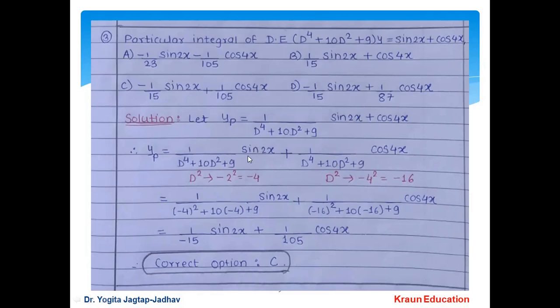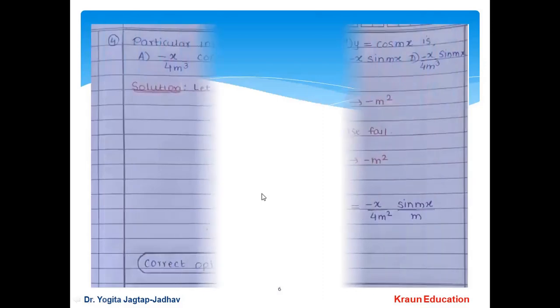Here again, for sine ax plus b or cos ax plus b, we know that we have to replace D square by minus a square. For the first term, the value of a is 2, and for the second term, the value of a is 4. Therefore, for the sine 2x term, we replace D square by minus 4, and for the cos 4x term, we replace D square by minus 16. Just making the corresponding replacement, we have yp is equal to minus 1 upon 15 sine 2x plus 1 upon 105 cos of 4x. Therefore, the correct option is C option.